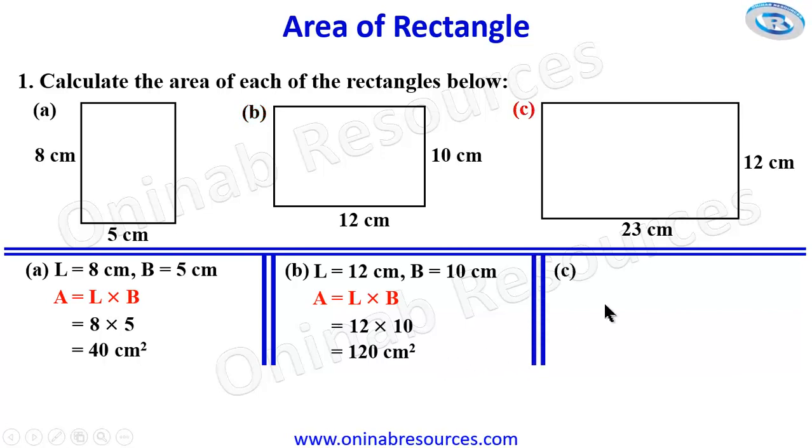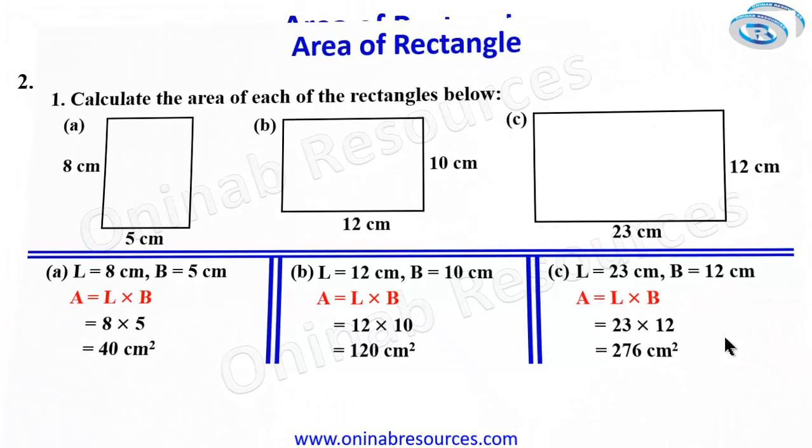We go for C. The length is 23 centimeters and the breadth is 12 centimeters. So our area again is length times breadth, 23 times 12. Since 12 is 10 plus 2, I can say 23 times 10 plus 23 times 2. And that gives 276 square centimeters, which represents the area of the rectangle whose length is 23 centimeters and the breadth is 12 centimeters. And that's all for the solution of problem 1.